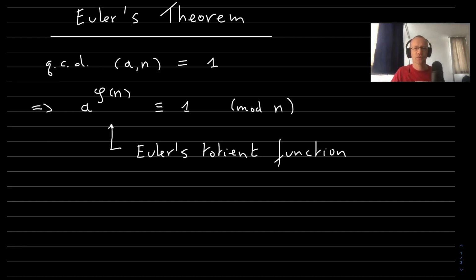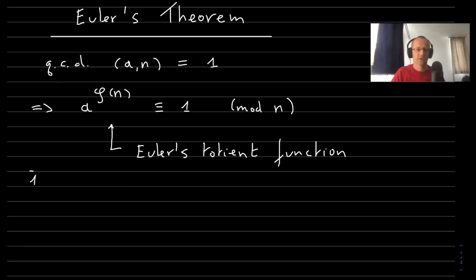We're going to prove Euler's theorem in number theory. It says that if we have two positive integers, a and n, of which the greatest common divisor is 1, then a to the power phi of n is equal to 1 up to multiples of n, where phi of n is Euler's totient function phi evaluated at the integer n.